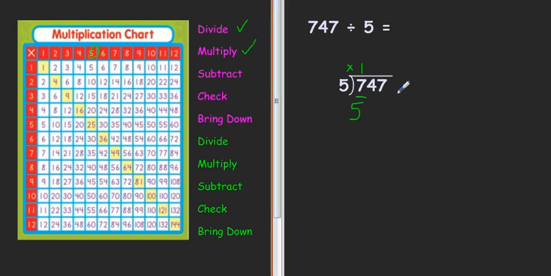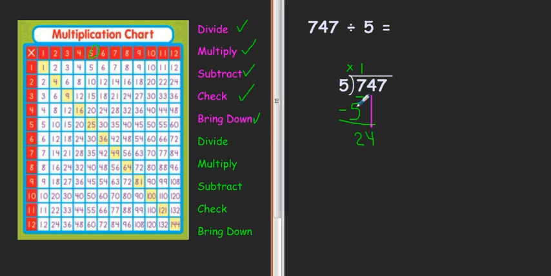Check. Now subtract. 7 minus 5 is 2. Check. Is 2 smaller than 5? Yes, it is. Now I bring down the 4. Now I'm off to my next section.